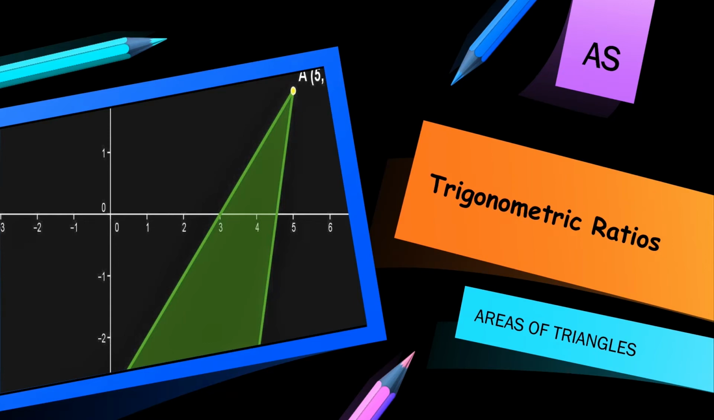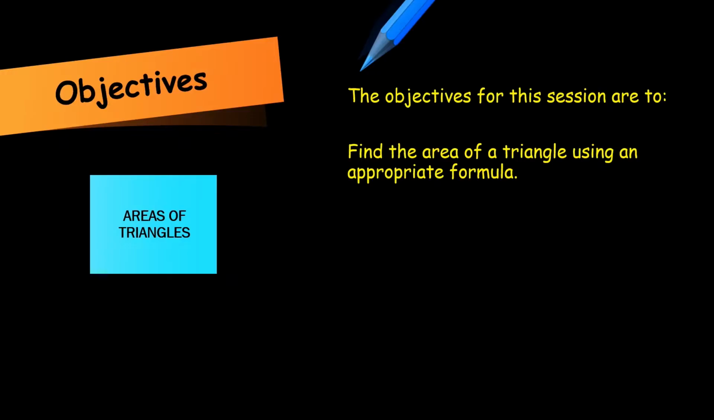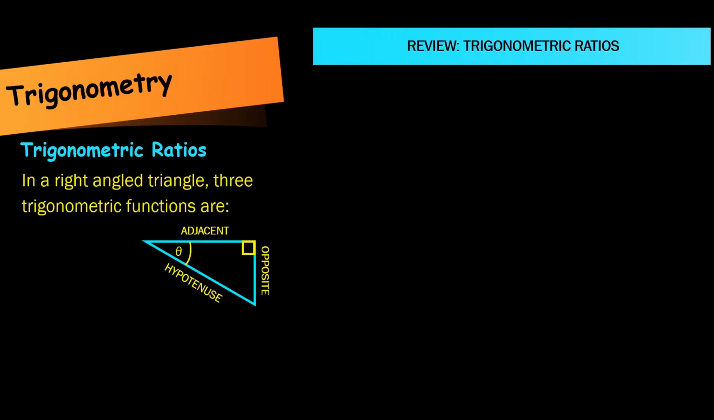Welcome to the session on trigonometric ratios, areas of triangles. The objectives for this session are to find the area of a triangle using an appropriate formula. In order to prove our particular formula for the area of a triangle, we are going to need trigonometric ratios.